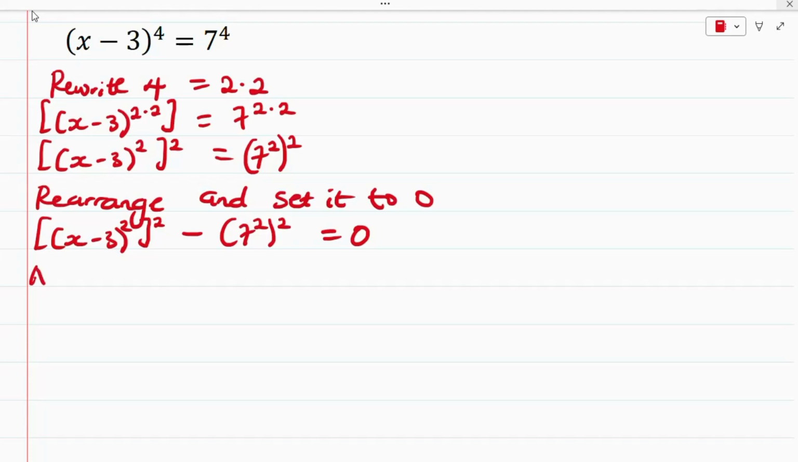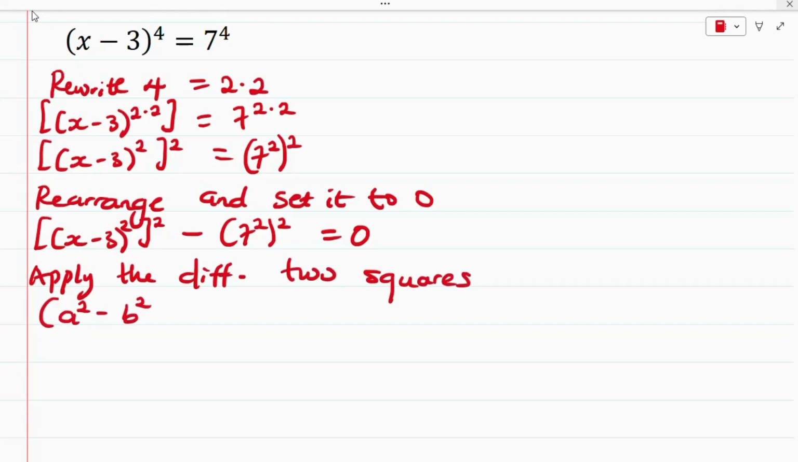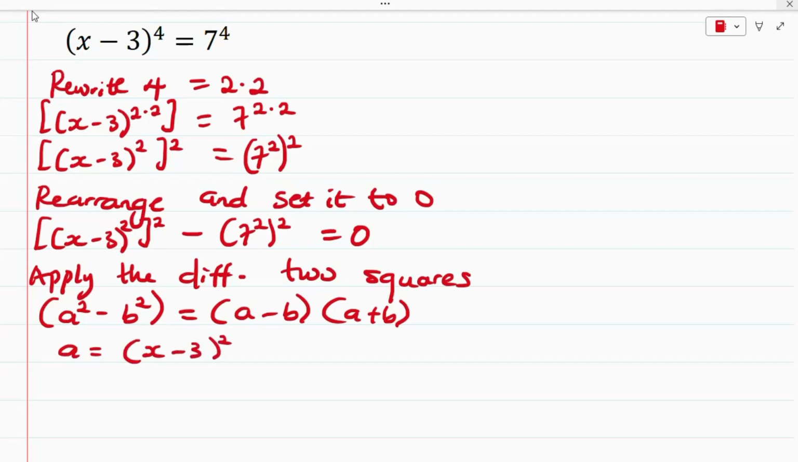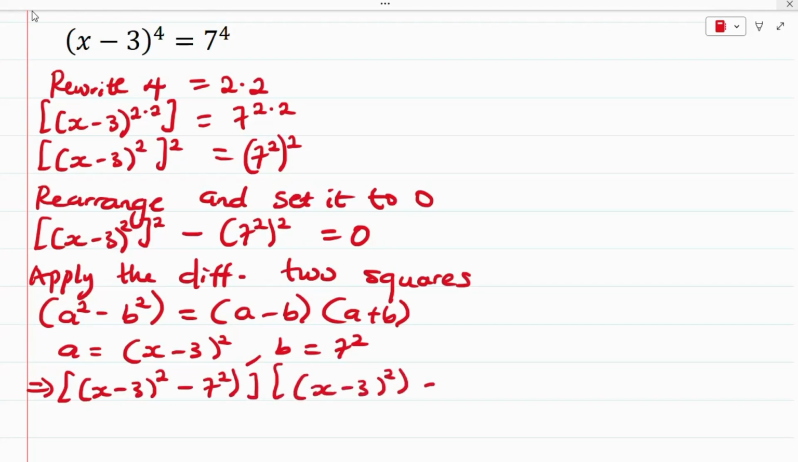So all we want to do is to simply apply the difference of two squares. The difference of two squares says if we have a squared minus b squared, this is equal to (a minus b) times (a plus b). So applying this right here, we have that a is equal to (x minus 3) squared and b is equal to 7 squared. So let's apply this. So we have this to be ((x minus 3) squared minus 7 squared) times ((x minus 3) squared plus 7 squared). So guys, this is it right here.